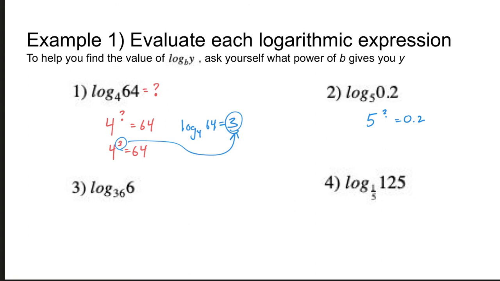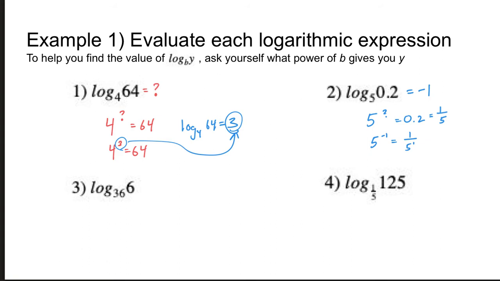Now, that's a little weird because I don't exactly know what 0.2 is, but 0.2 is 1/5. So the question is, how do I go from 5 to 1/5? Well, we could guess and check in our calculator, or we could think about this 1/5 as being 5 raised to the negative first power, because if I do that, that puts me 1 over 5 to the first, which is in fact 1/5. So log base 5 of 0.2 equals -1. That's my answer.